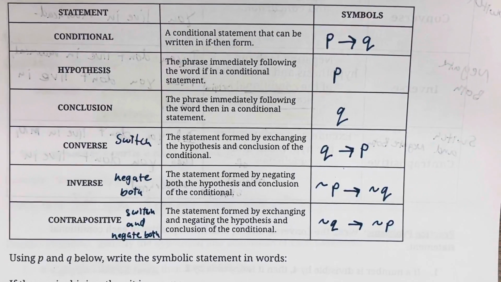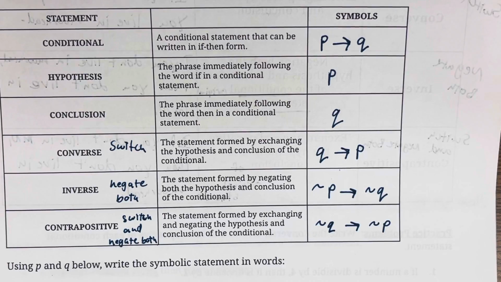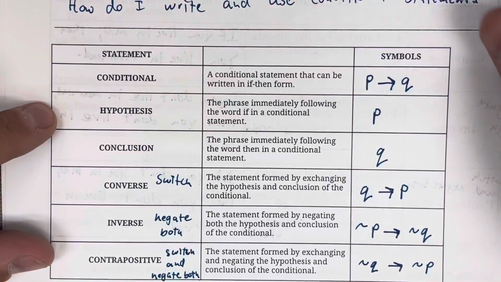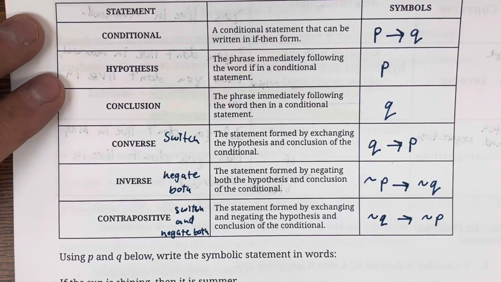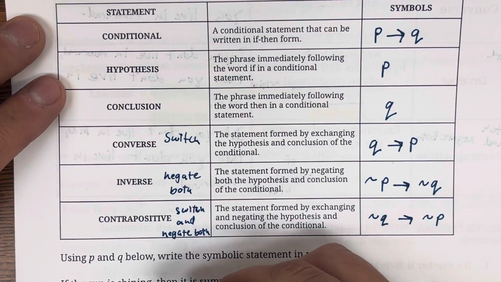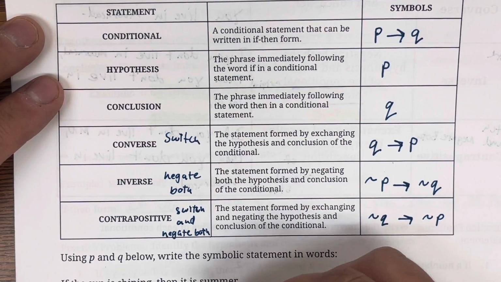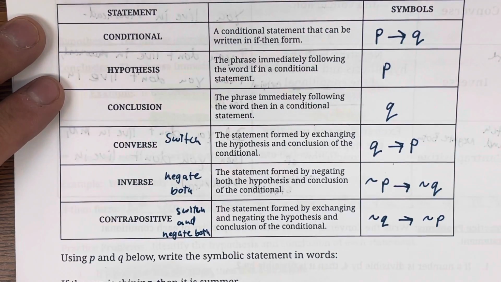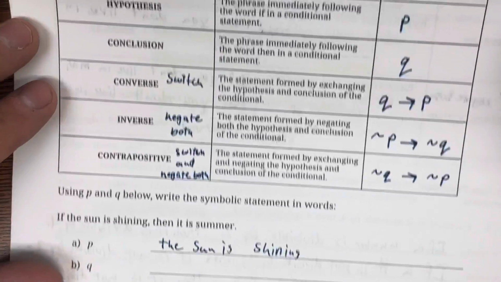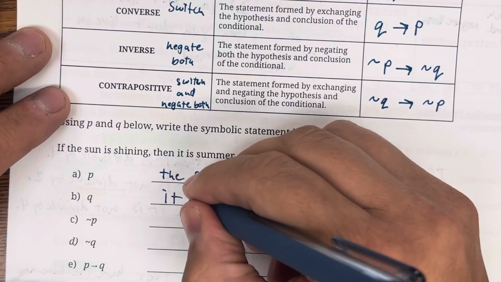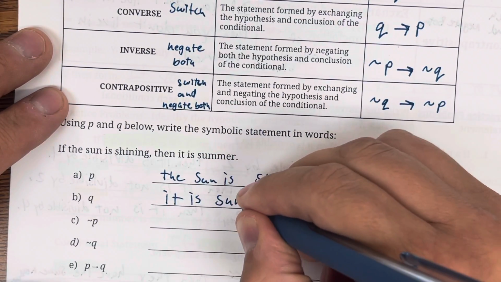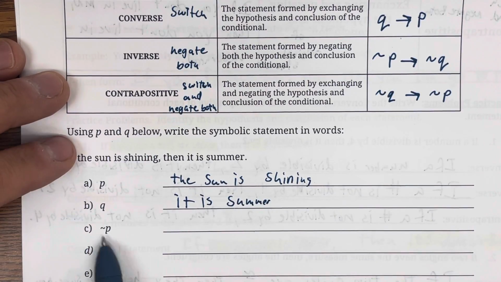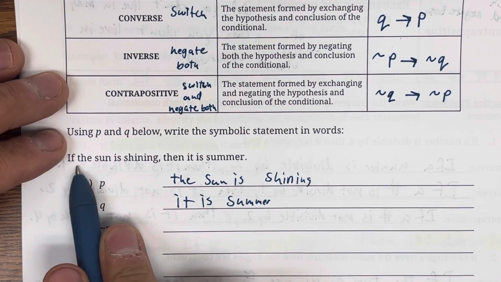So using P and Q, write the symbolic statement in words. So P is the hypothesis. So that's whatever comes after if. So the sun is shining is my hypothesis. Conclusion Q, it is summer. All right, now not P. It is, the sun is not shining.